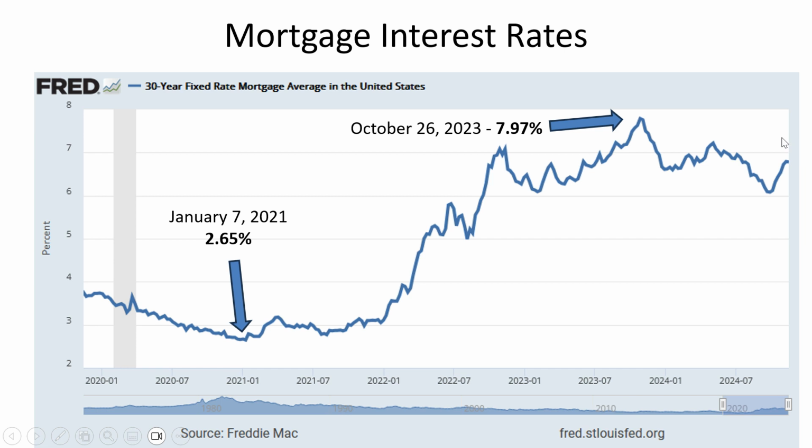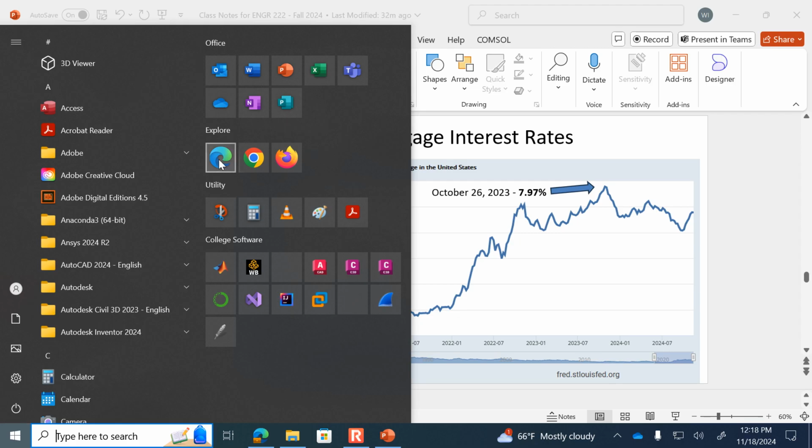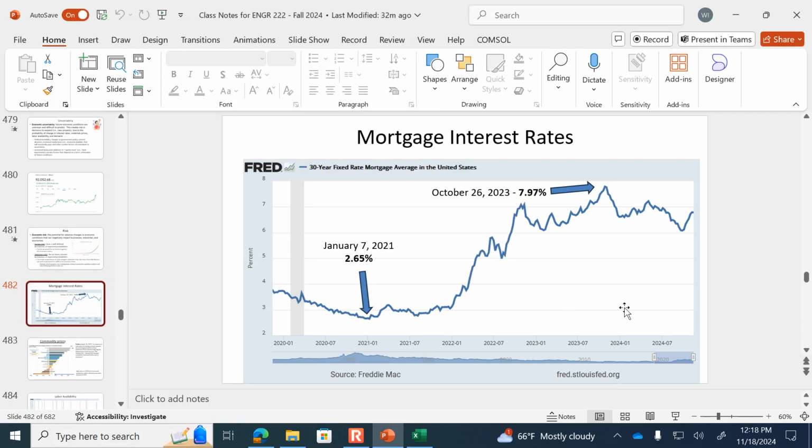And it may not sound like a big difference, 2% versus 7%, but if you actually go to the factor tables, and you look at what somebody's payment would be, let's say, if they're buying a $200,000 house, the payment difference from a 2.65% interest versus an 8% interest. Let's actually do that because I want to make the point that it's a much bigger deal than you might think if you just think, well, 6% is not that big of a difference.